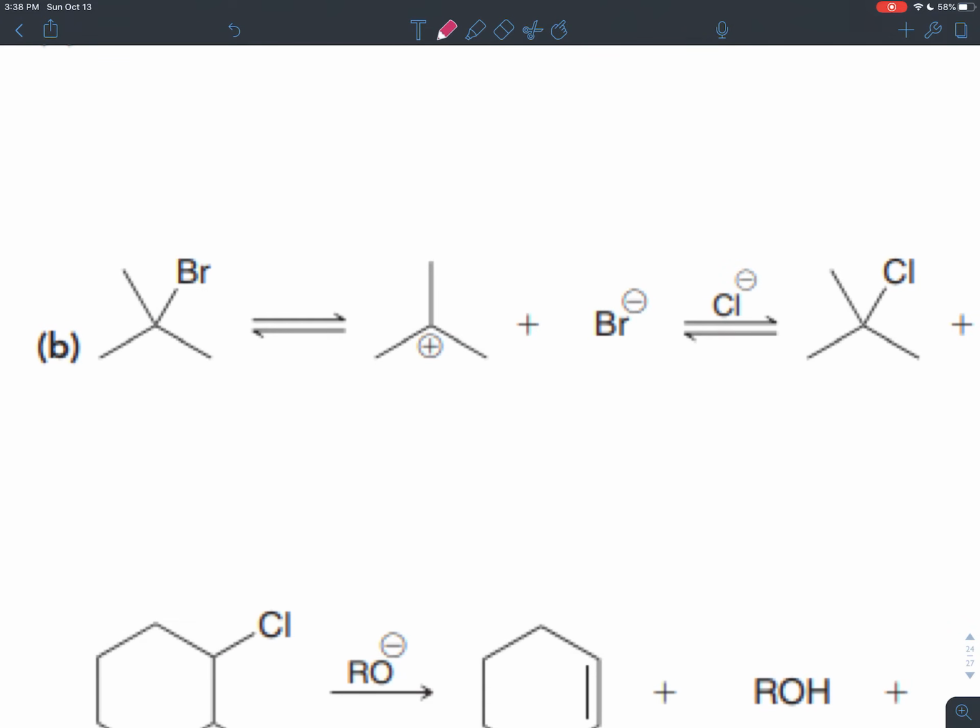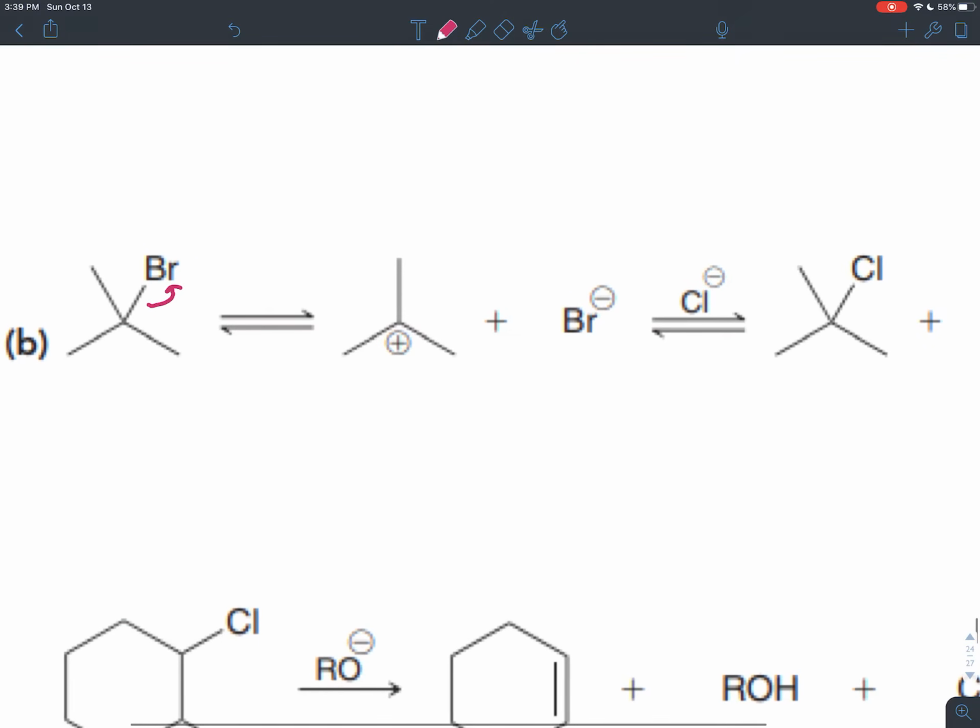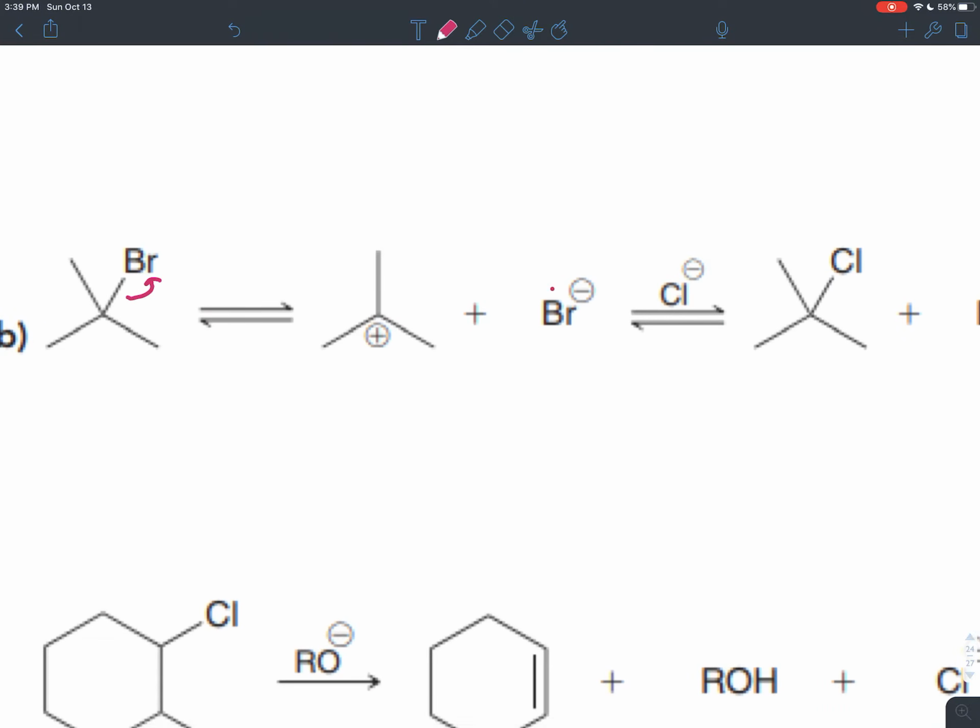Okay, let's look at the second one. We only have 1 molecule to start with. When we look at what it becomes, 2 things. The bromine that was attached goes off on its own. That's loss of a leaving group. The electrons in the bond go onto the more electronegative atom, which is the bromine. So that's the first step.